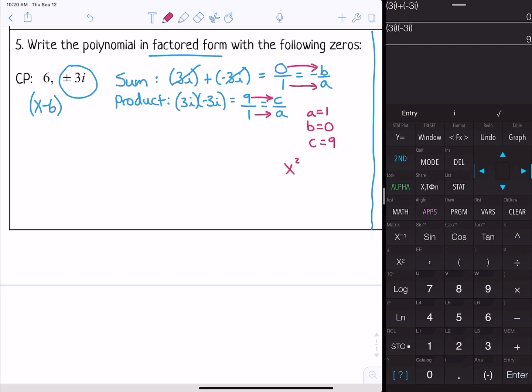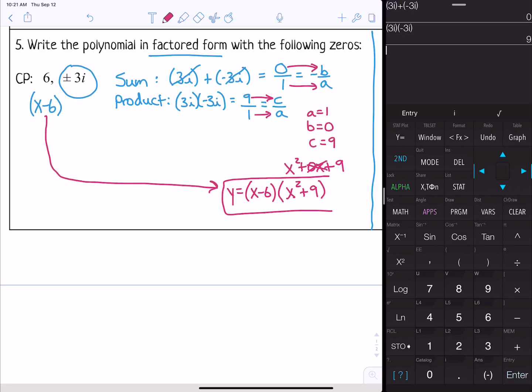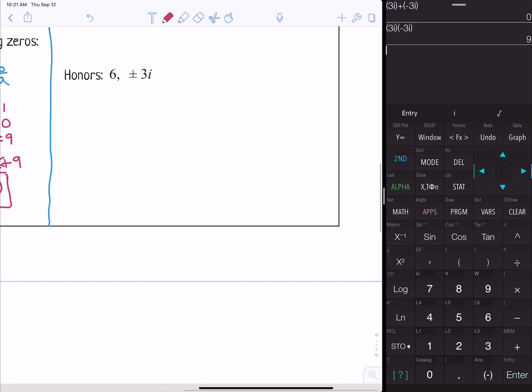So we could say x squared plus 0x plus 9, but then we don't really write that 0x in our normal math, so we just leave that out. We just don't need it to be there, and we won't see it that way. We just need to bring over this other factor, x minus 6. And we're almost finished. We just need to polish it off with a y equals. And that is your factored form for number 5. And you can leave it like that. You do not need to multiply them together because that would be standard form.